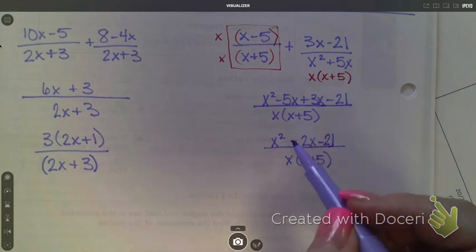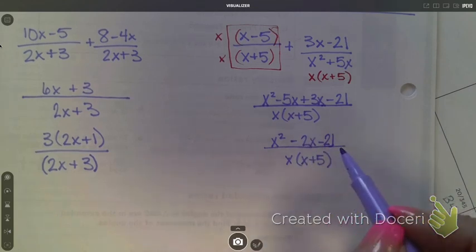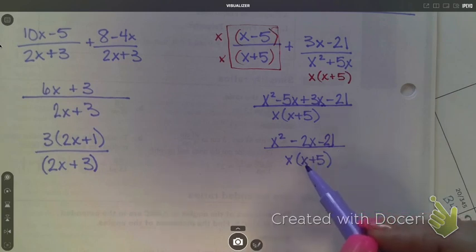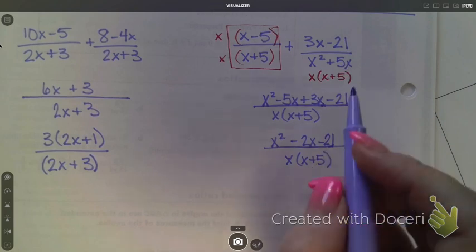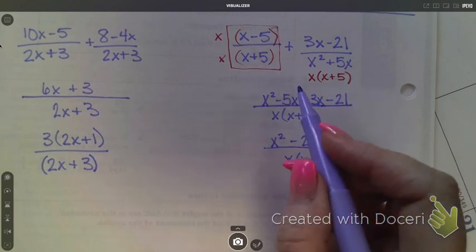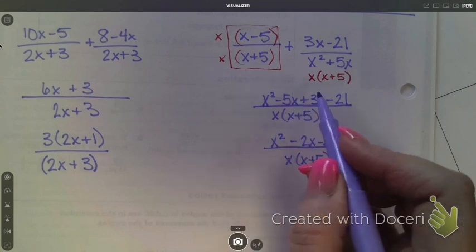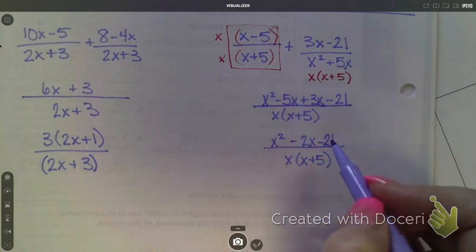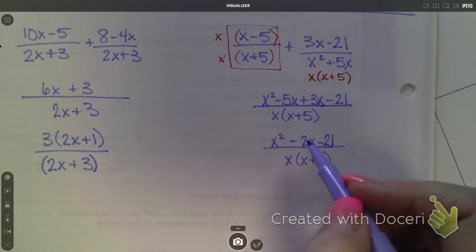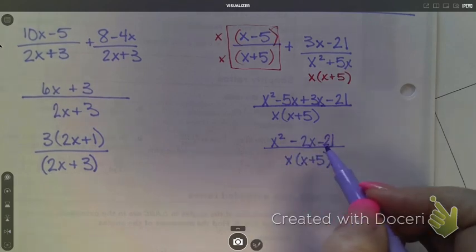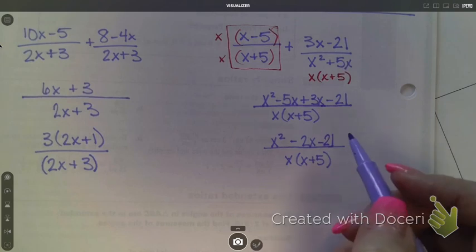So did you get x squared minus 2x minus 21? I got minus 26. How'd you get 26? Oh, I accidentally added the 5. Okay, because the 5 and the 3 can combine. Are there factors of 21 that have a difference of 2? No, because 21 is 3 and 7, so the difference would be 4, right? So we can't factor it, so are we done? Yes.